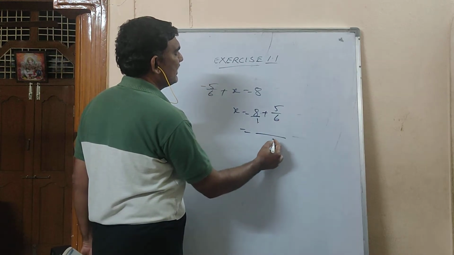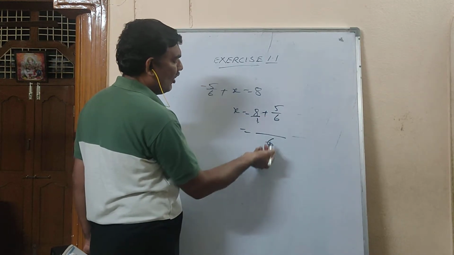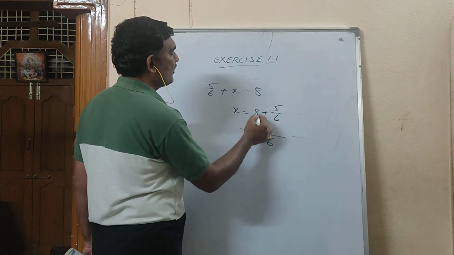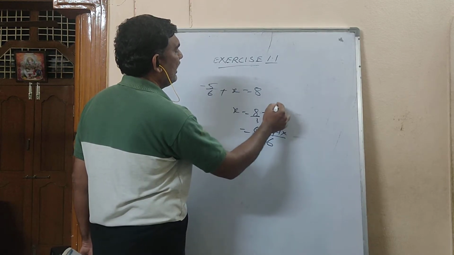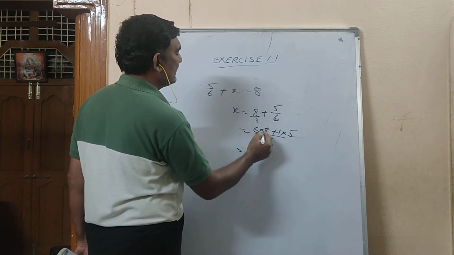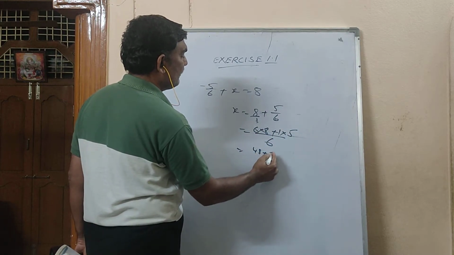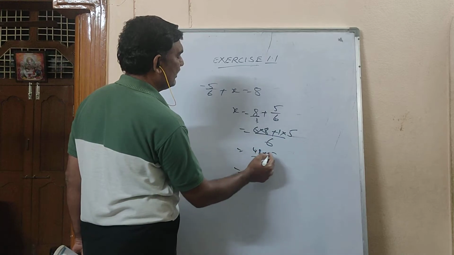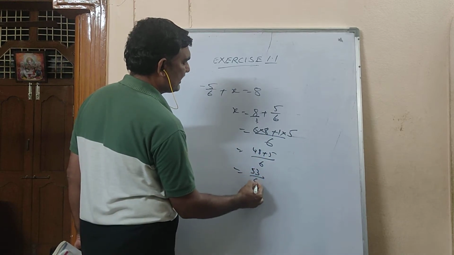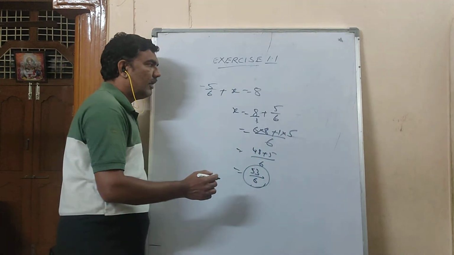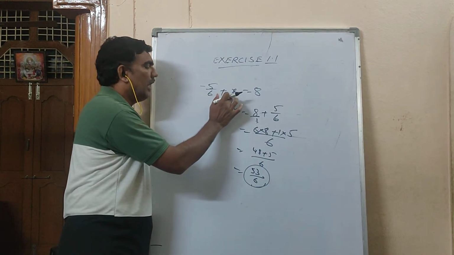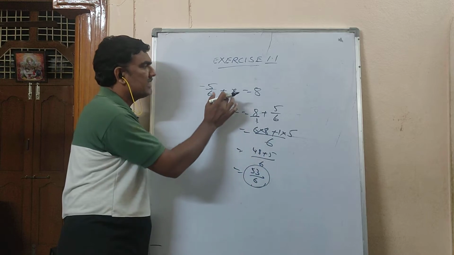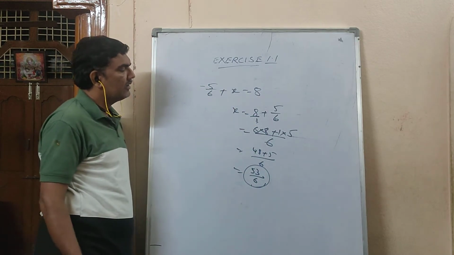For 1 and 6 the LCM is 6. 1 how many times will go? 6 times. In the numerator, 8 times 6 is 48, plus 5, by 6. That is 53 by 6. Means for minus 5 by 6, if you add 53 by 6, you are getting how much?